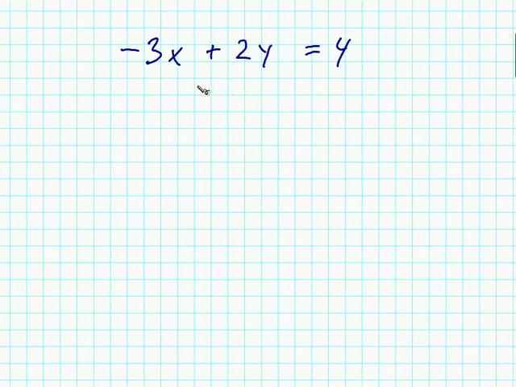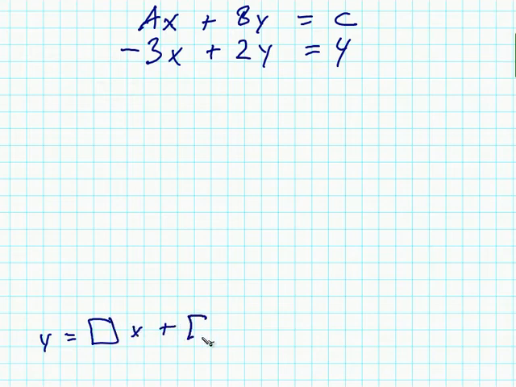Okay, here I've written down the same equation we were working with a minute ago. This is what they call ax plus by equals c kind of a form. In other words, some number times x, in this case a would be negative 3, some number times y, in this case b would be 2, and the constant is 4. Let's convert this into an equation of the form y equals something x plus something. That's the goal.